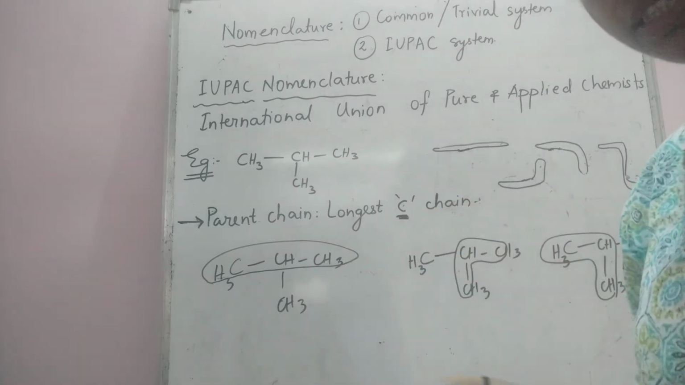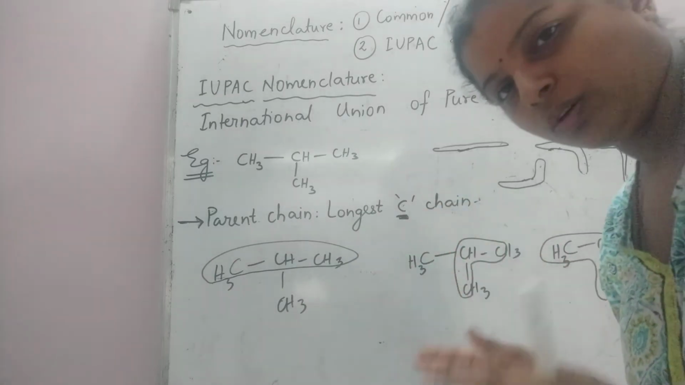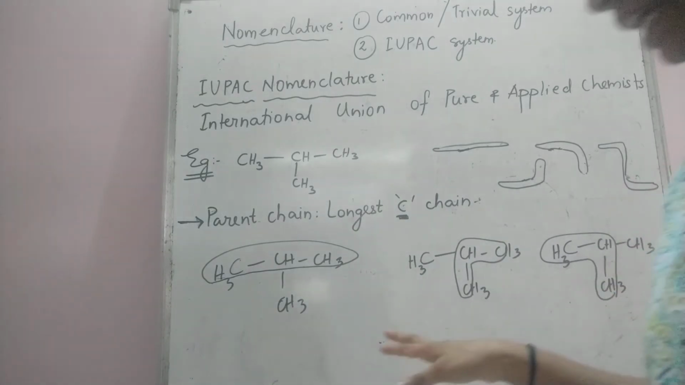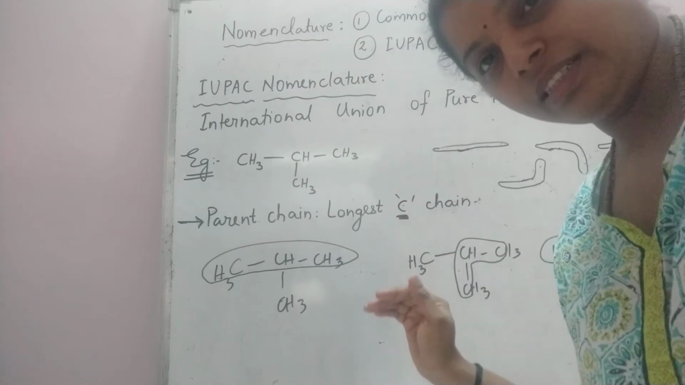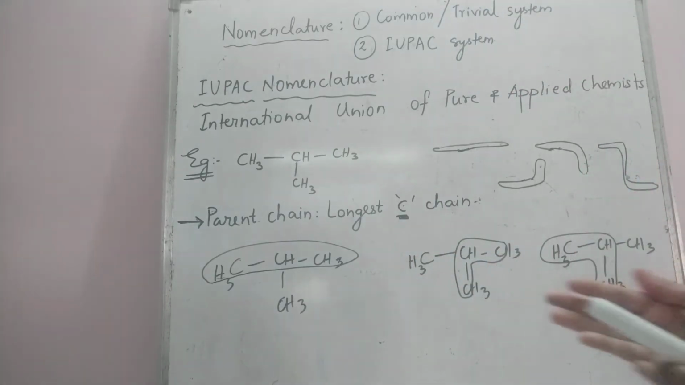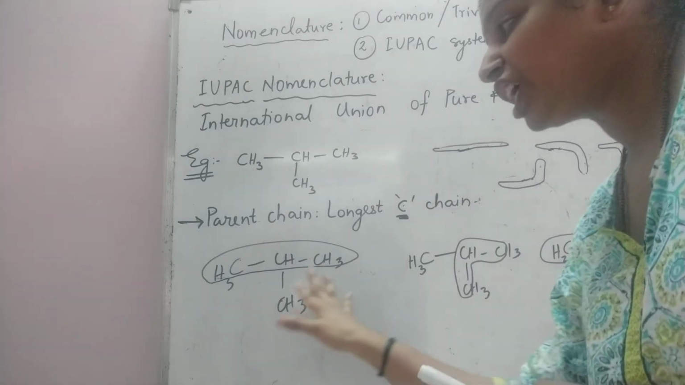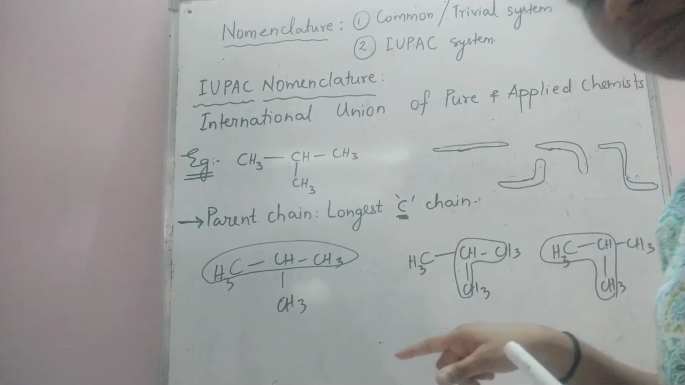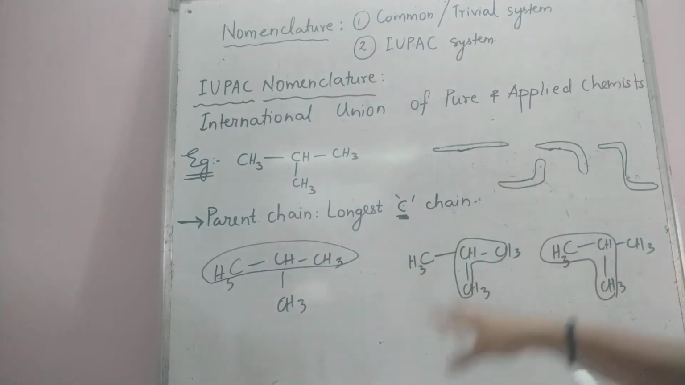So any one of these can be considered as the longest carbon chain in this example. Okay. All these 3 are correct. All these 3 contain the maximum number of carbon atoms, that is 3 carbon atoms. Try to find any other carbon chain which contains more than 3 carbon atoms in this compound. You will never be able to do that.